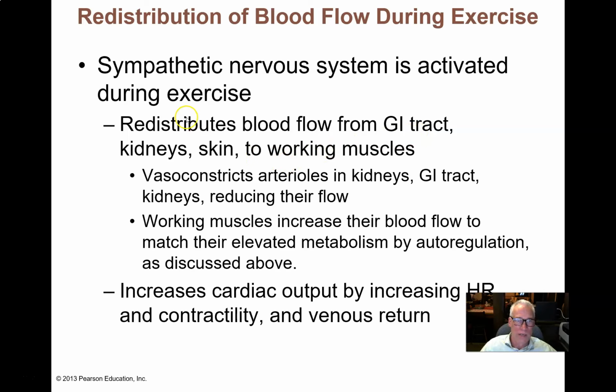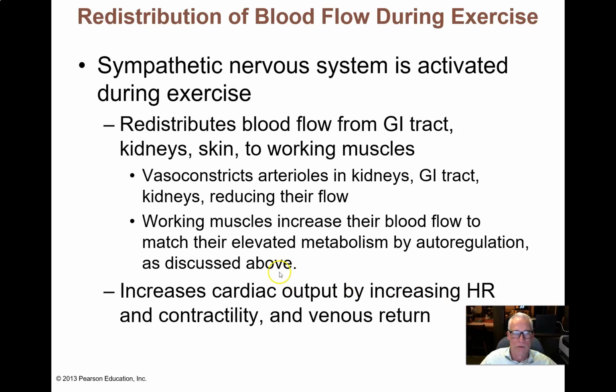So that's just repeating what's on the slide, repeating those notions. The sympathetic nervous system during exercise vasoconstricts arterioles in the kidneys, GI tract, and the skin, reducing their flow, and then autoregulation in the skeletal muscles will bring in all that extra flow there to give the oxygen and nutrients for the muscles.